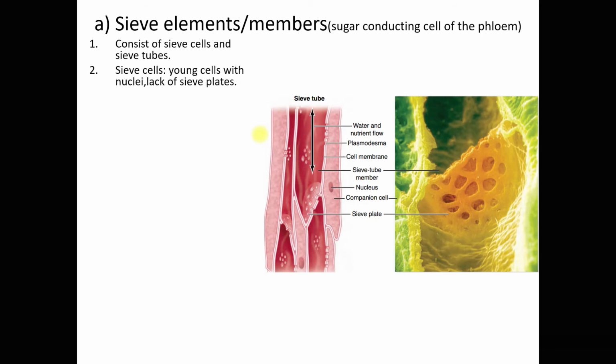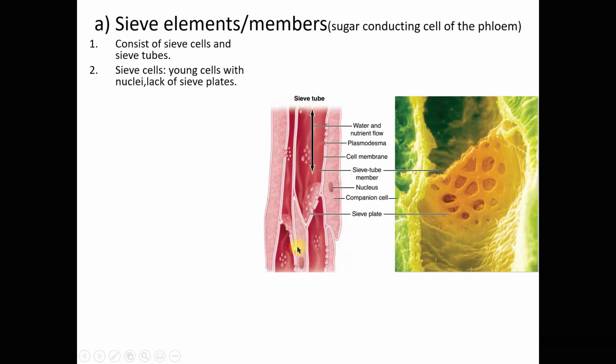So sieve cells, they are young cells with nuclei, and lack sieve plates. This is the sieve plate. So, meaning to say, right? This is the sieve cell. Sorry, tak nampak. Okay, ni companion cell. This is different, right? This is not a sieve element, but this companion cell is one of the phloem tissues. So sieve tube and sieve cells.